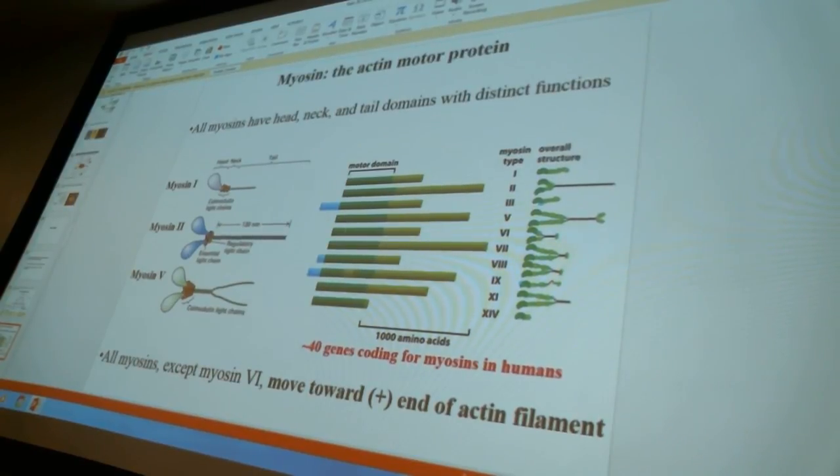Here's the general slide showing a set of different types of myosins that are found in humans, for instance. There's about 40 genes coding for myosins, and you can see that in structure, they're quite all different. The only conserved part is their motor domain. This is very conserved.